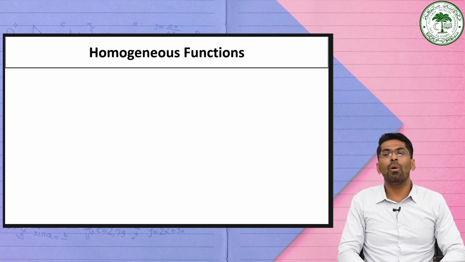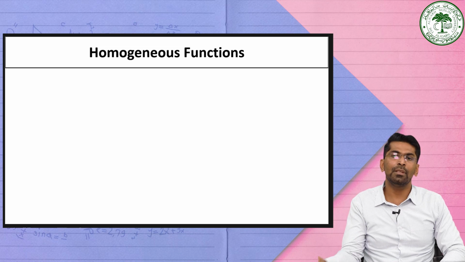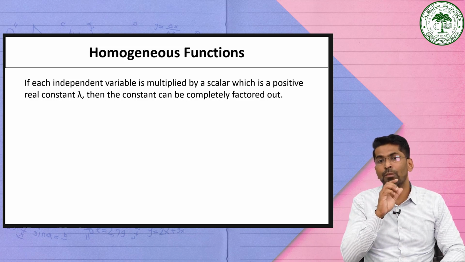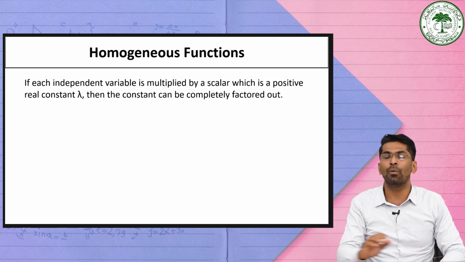Now we have the homogeneous function. See, a function is homogeneous if each independent variable is multiplied by a scalar, which is nothing but a positive real constant, lambda for example, and then the constant can be completely factored out. That is the most important criterion: this constant lambda can be completely factored out.